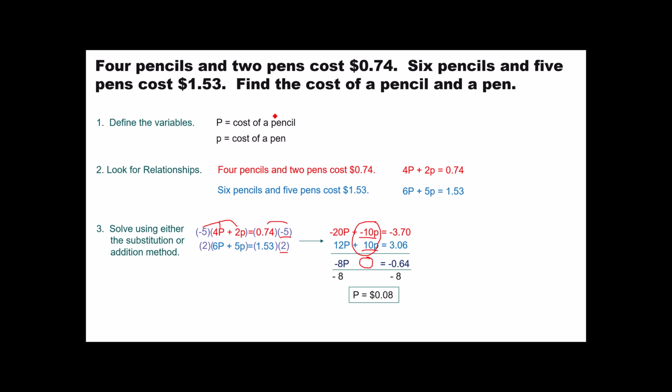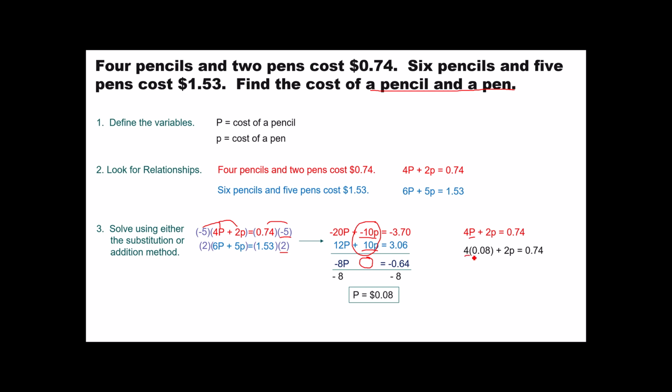Again, the question says find the cost of a pencil and a pen, which means they not only want me to find the cost of the pencil, but I have to take this, plug it back into either one of these equations to find the cost of a pen. I happen to choose the first one because it had smaller numbers. I plug in 8 cents for the pencil because that's what the capital P stood for.